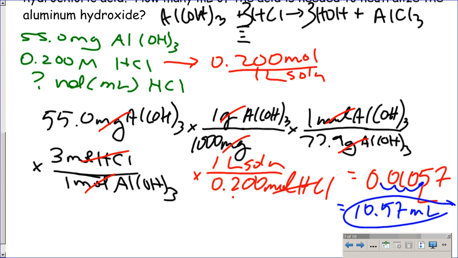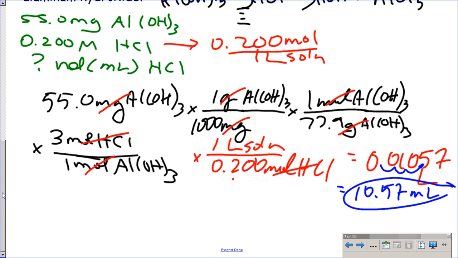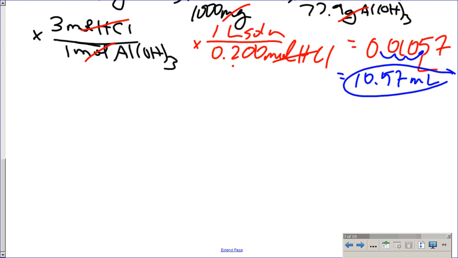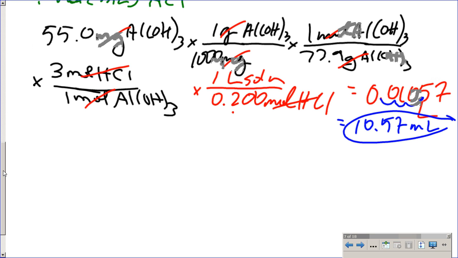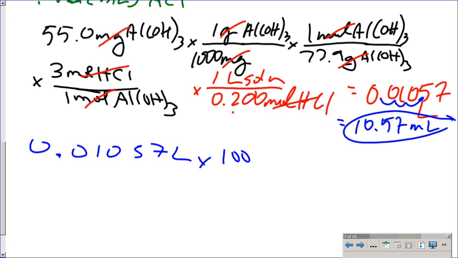I'm thinking my decimals are in the right place here. Anybody? You checking me, Shania? Oh, to get from liters to milliliters, you divide by 1,000. No, sorry, multiply by 1,000. Sorry, because you're going like this: 0.01057 liters times 1,000 milliliters by 1 liter.